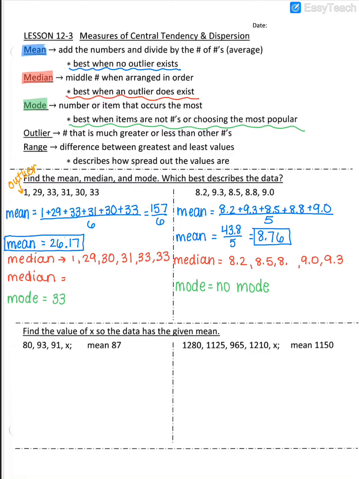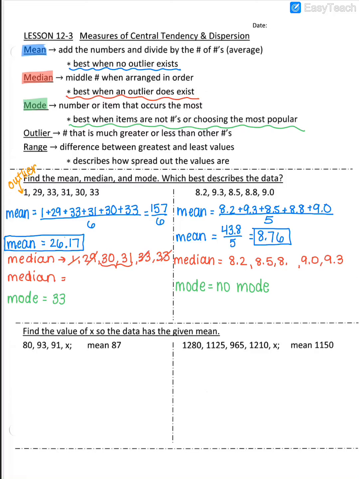So then we want to find our median. And remember, our median is the middle number when they're arranged in order. So I rearranged all my numbers in order from least to greatest. And now I'm going to be eliminating some of them so that I can find the middle number. So I can cross off one number on each side, another number on each side, but I don't have a distinct middle number. I have a 30 and a 31.